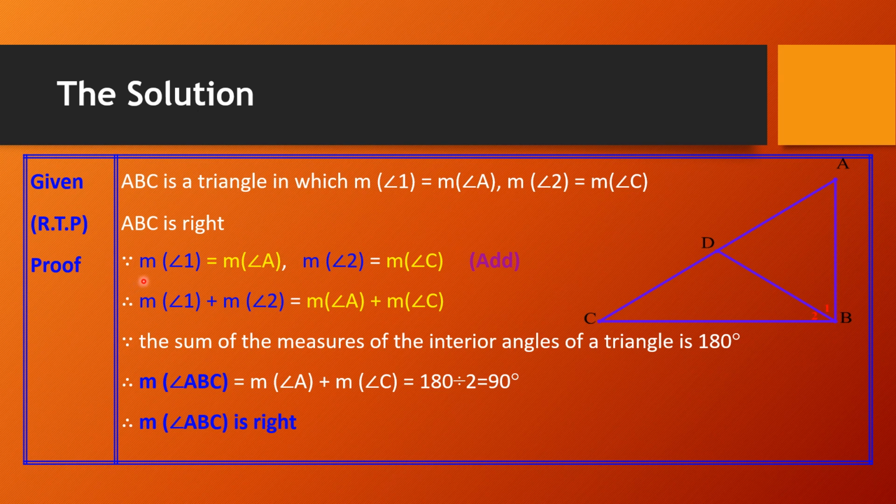The proof. Since measure angle 1 equal measure angle A and measure angle 2 equal measure angle C, by adding, measure angle 1 plus measure angle 2 equal measure angle A plus measure angle C. Since the sum of measures of interior angles of a triangle is 180, then measure angle ABC equal measure angle A plus measure angle C equal 180 divided by 2 equal 90 degrees. Then measure angle ABC is right.